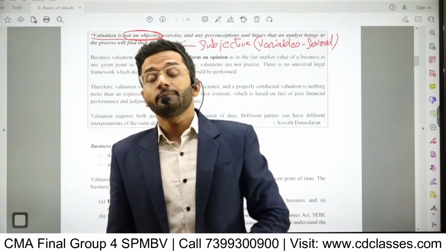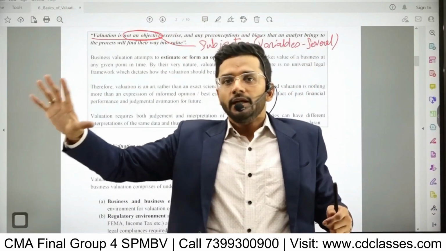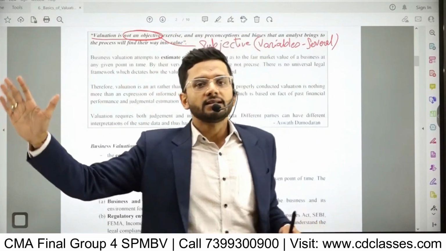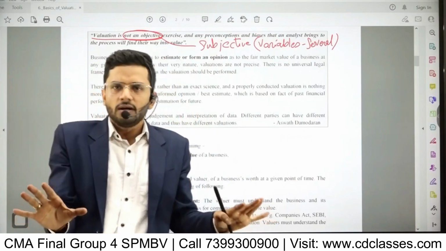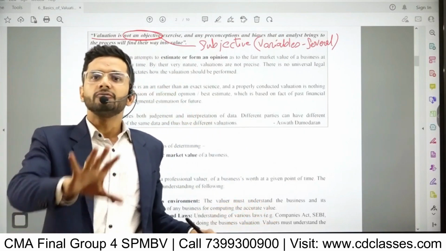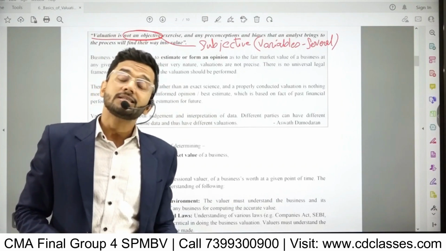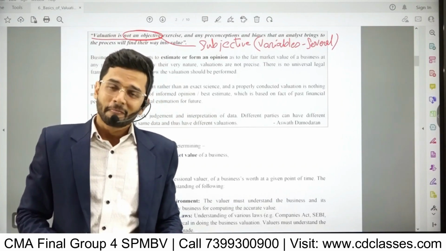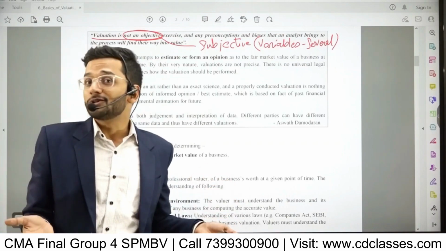So scientific principles are universal principles because science is exact. It is going to give you the same result whether it's done by Mr. A, Mr. B, Mrs. A, Mrs. B, or anyone in this world. Science principles are going to give you the same results. However, valuation is a subjective matter. It may vary from person to person. It might differ from person to person.